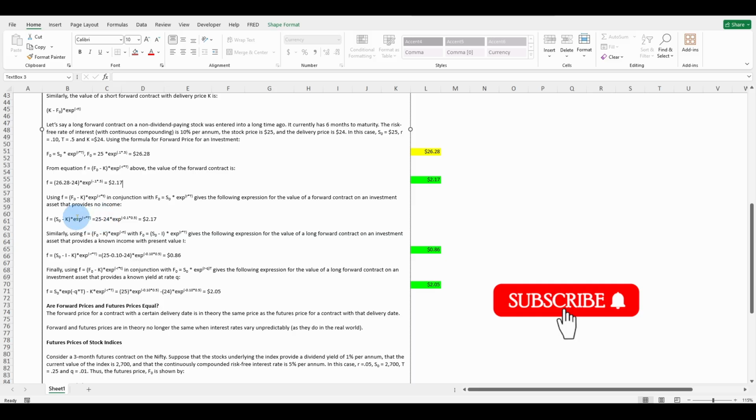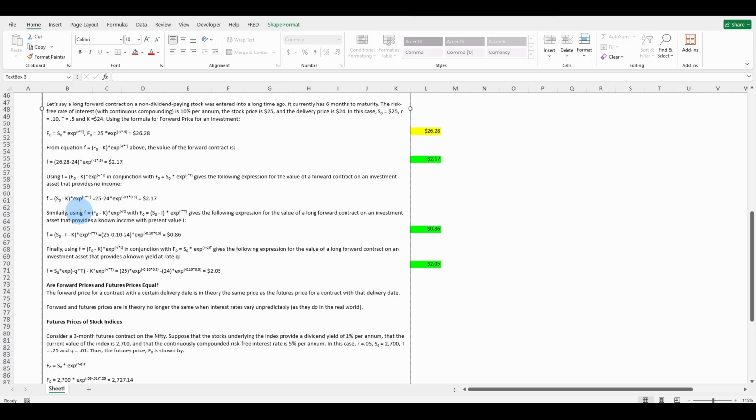Think through this. Using f is equal to F of O minus K times EXP minus R T, in conjunction with F of O is equal to S of O times EXP R T, gives the following expression for the value of a forward contract on an investment asset that provides no income. So we have 25 minus 24 EXP, and this says with no dividend, no income. So 2.17 versus 2.17 above.